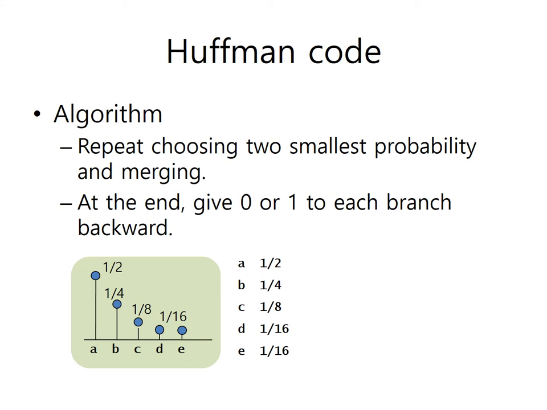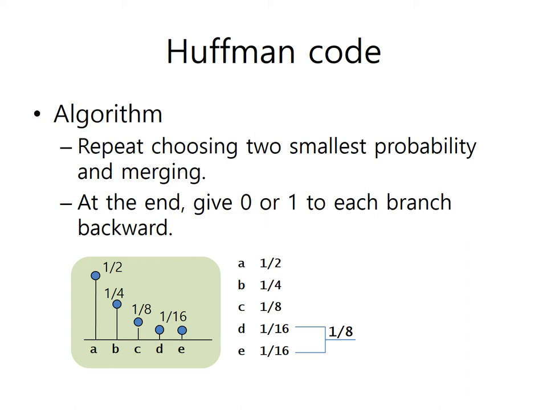Huffman code is one of the ways to make code words close to entropy. The algorithm is as follows. In the probability distribution, the two cases with the lowest probability are selected and merged. In this case, D and E are each 1/16 probability, so they merge and make 1/8.